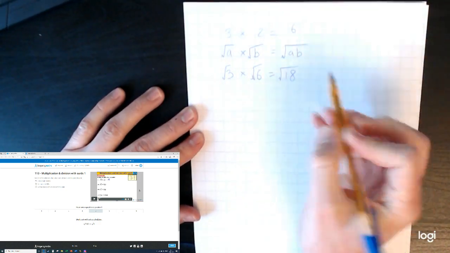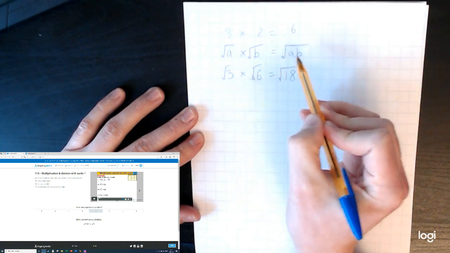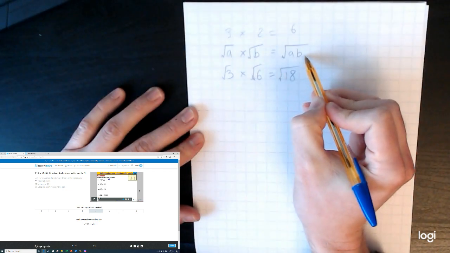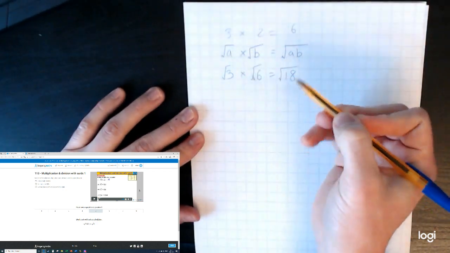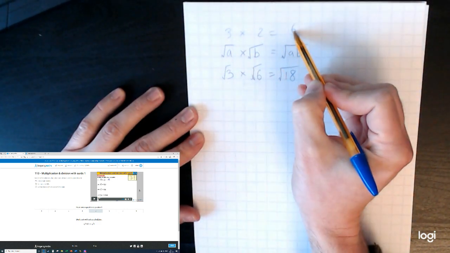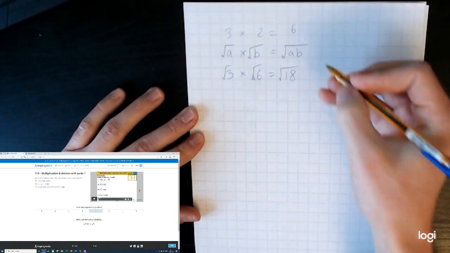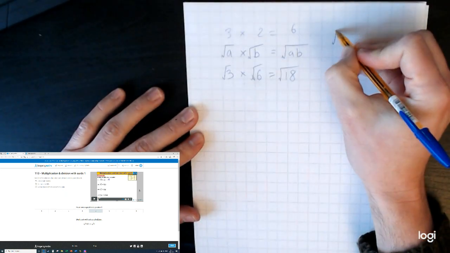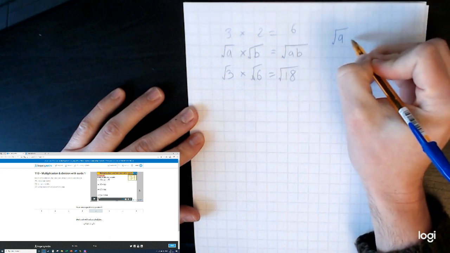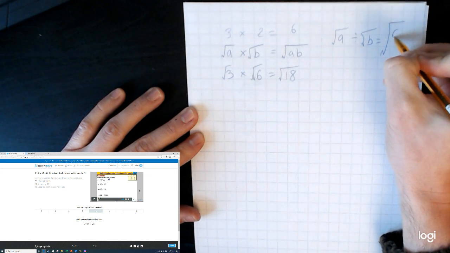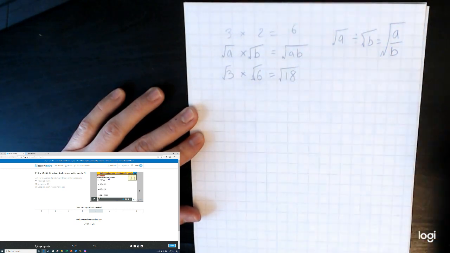In the same way that 3 times 2 is 6, well, if root A times root B is root AB, then you go backwards. Root AB divided by root B would give you root A, and root 18 divided by root 6 would give you root 3, in the same way that 6 divided by 2 would give you 3, and so on and so forth. So our division rule, therefore, is that root A divided by root B is root of A over B. It's the same thing, but just backwards.